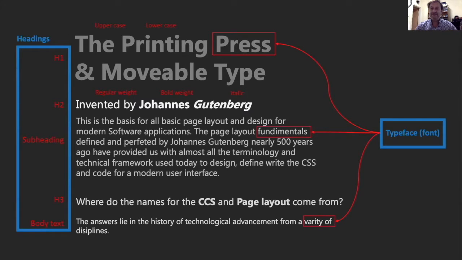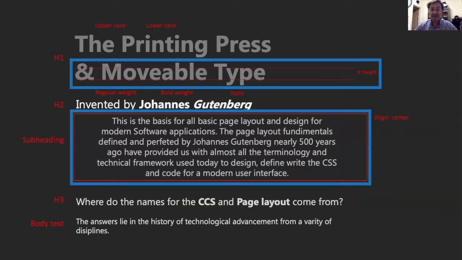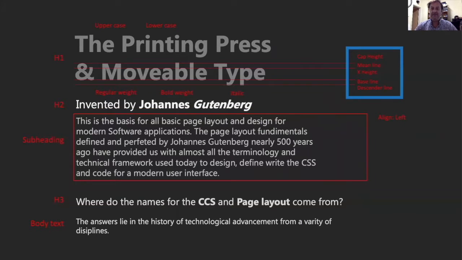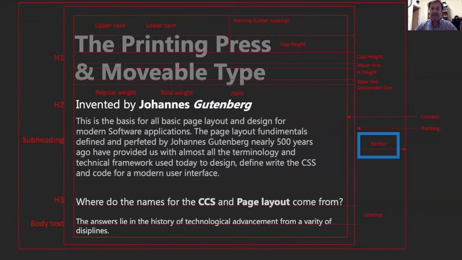Common CSS parameters find their origin in movable typesettings of the Gutenberg press. For example, typeface, headings, text justification, X height and text alignment, cap height, mean height and baseline, kerning, which is letter spacing, leading, which is row height, content block, padding, borders, and margins were all developed for the Gutenberg typesetting and are used today when building a modern UI.